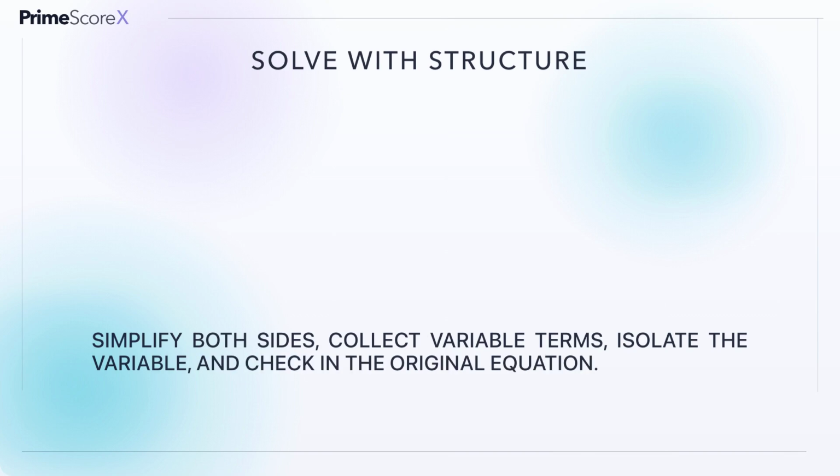Use a stable sequence. First, distribute and combine like terms on each side. Second, choose one side for variable terms and the other for constants. Third, use inverse operations until the variable stands alone. Finally, substitute the solution into the original equation. The steps may vary in number, but the balance principle never changes. A written check also shows whether the final value answers the original equation rather than only a simplified intermediate line.